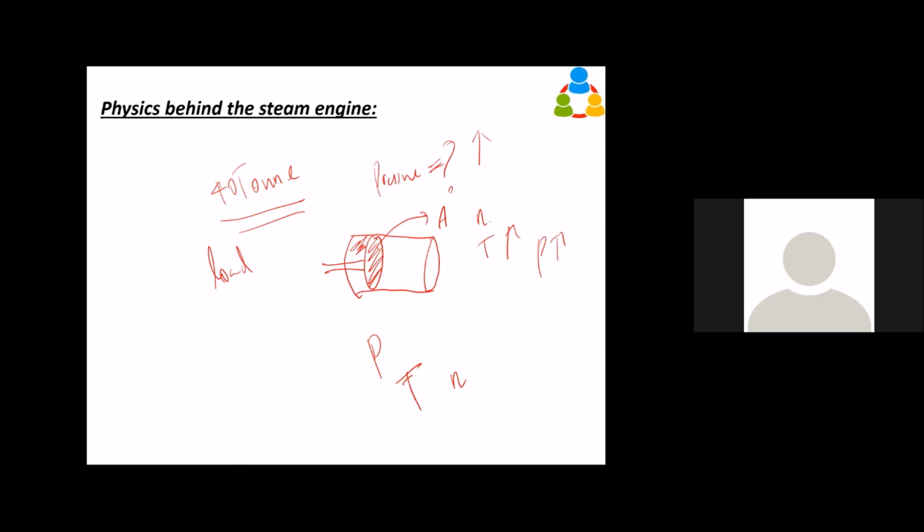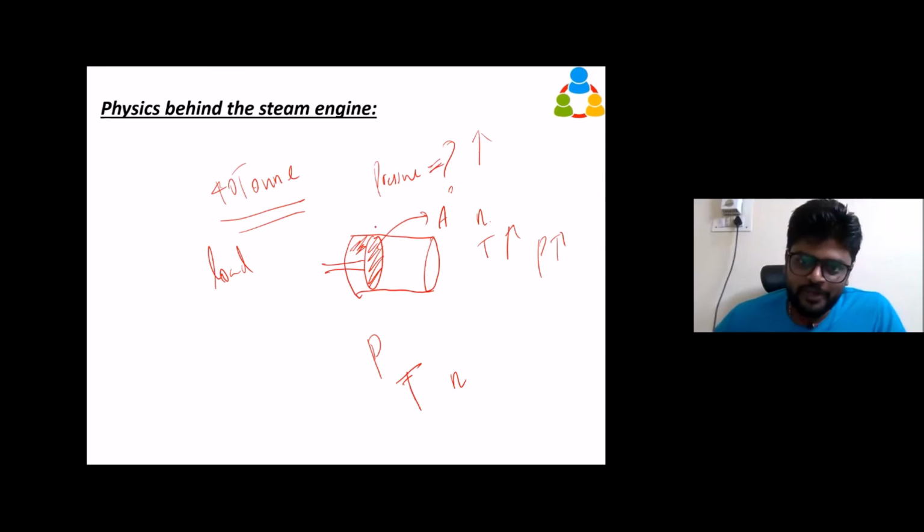Yes, sir. So if we increase the volume, otherwise the area of the piston where the steam molecules are acting, because what is pressure? Pressure is force by area. So F equals P into A. So you can increase the pressure and also increase the area. If you increase the area of the piston, that means the volume of the cylinder, more molecules will come and dance on your piston head, so that more force will be transferred.